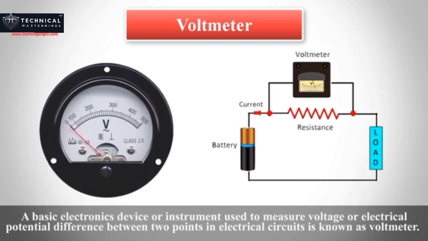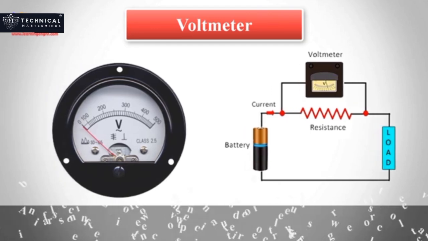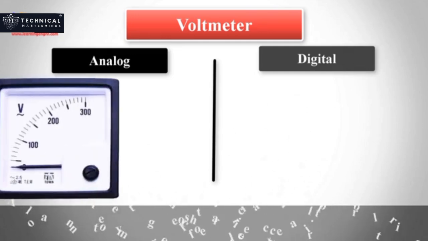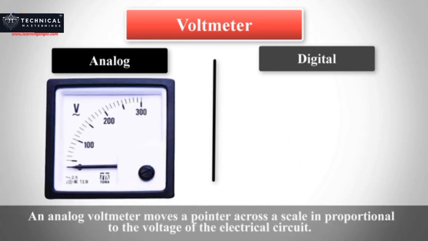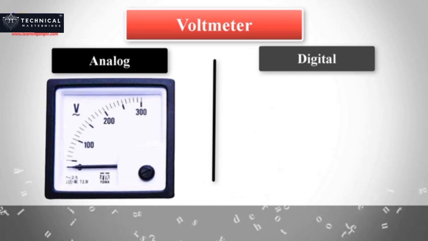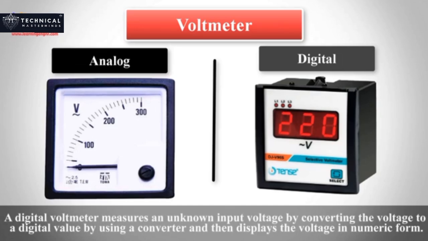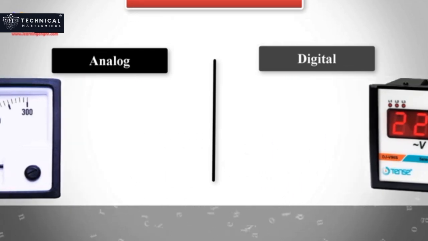Voltmeter. A basic electronic device or instrument used to measure voltage or electrical potential difference between 2 points in electrical circuits is known as a voltmeter. There are 2 types of voltmeters, analog and digital. An analog voltmeter moves a pointer across a scale in proportion to the voltage of the electrical circuit. A digital voltmeter measures an unknown input voltage by converting the voltage to a digital value using a converter and then displays the voltage in numeric form.